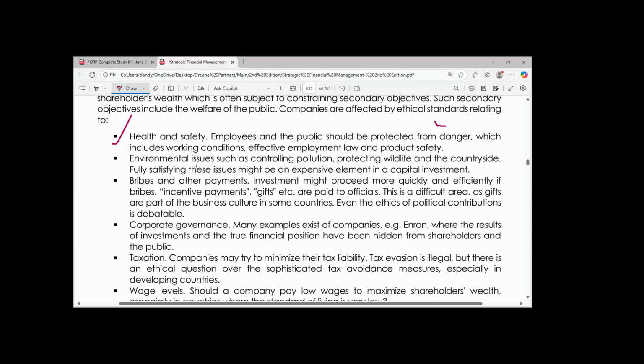The second one, environmental issues, including controlling pollution. When you are constructing a project, you may likely use a generator. That generator may be making noise. It will be generating pollution through noise. It may be emitting smoke, that may also result in hazard. Then protecting wildlife and countryside. Fully satisfying these issues may be an expensive element in a capital investment.